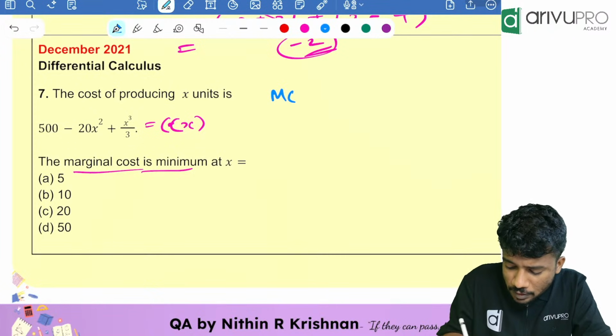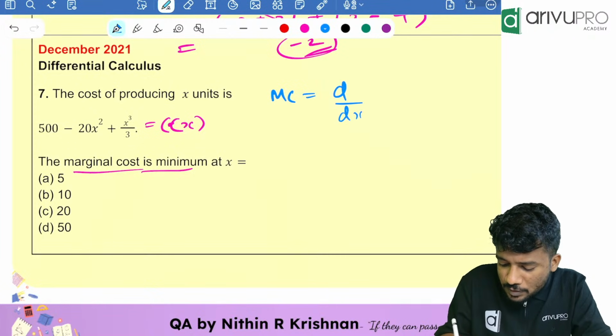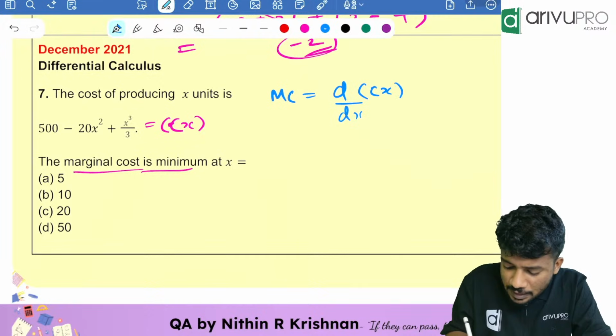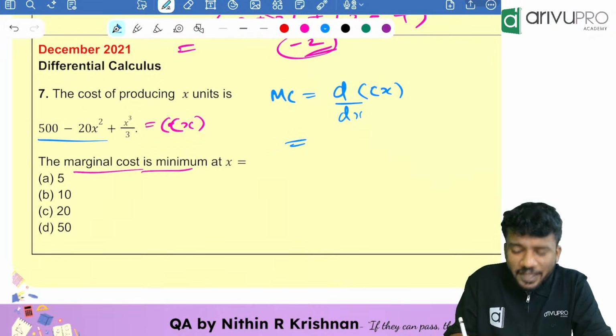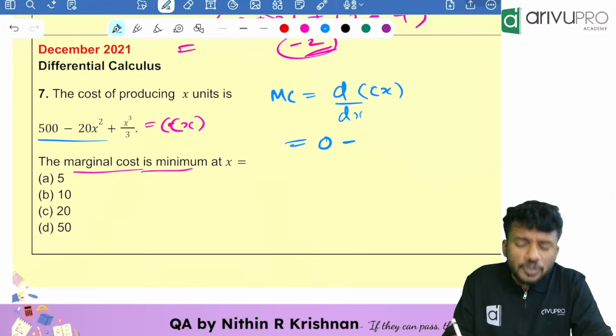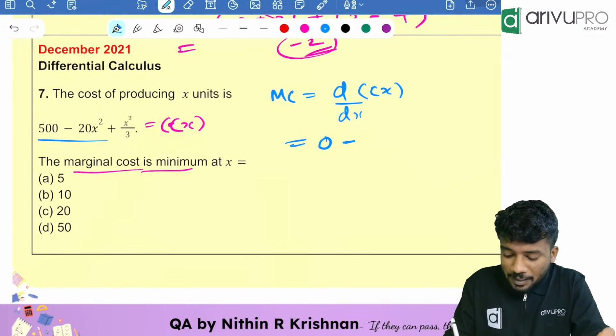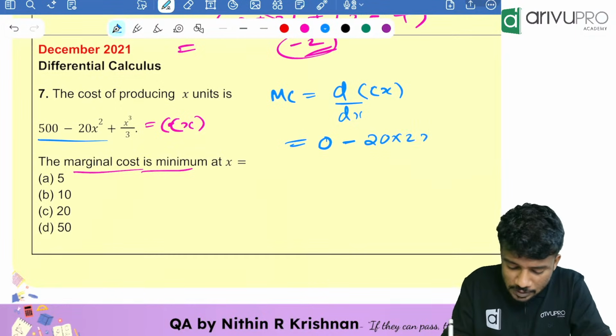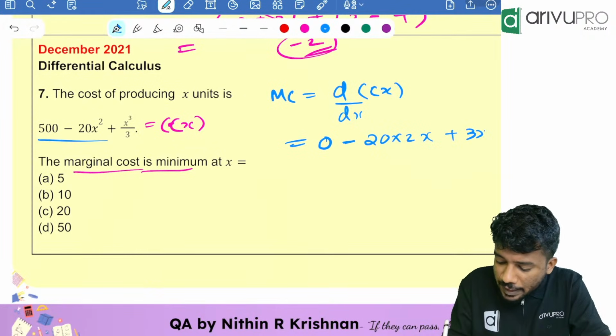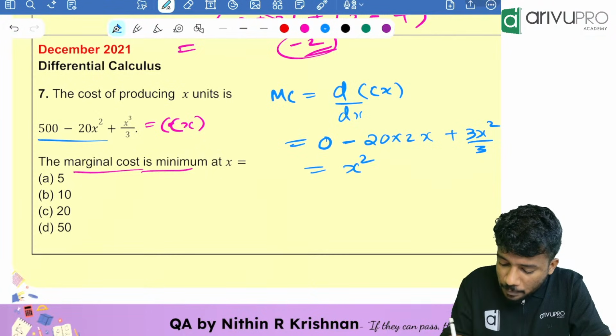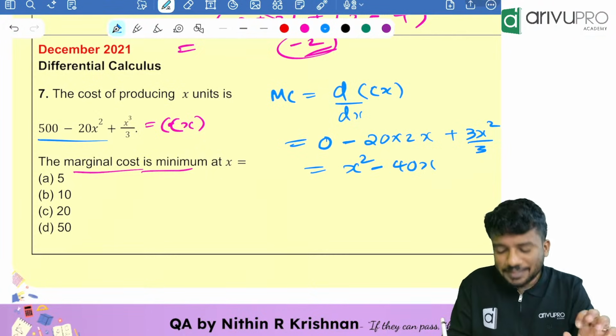Marginal cost is nothing but d by dx of the cost function. Now the derivative of this is how much? 500 will become 0, minus the derivative of 20x square, which will become 20 into 2x, then plus 3x square by 3. From that it is x square minus 40x. Till here everything is fine.